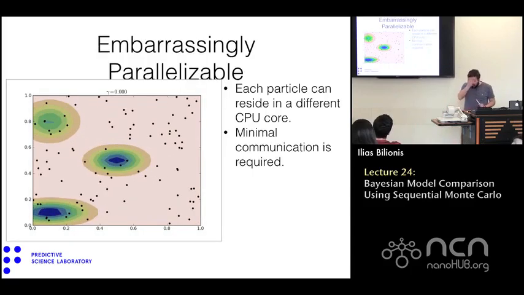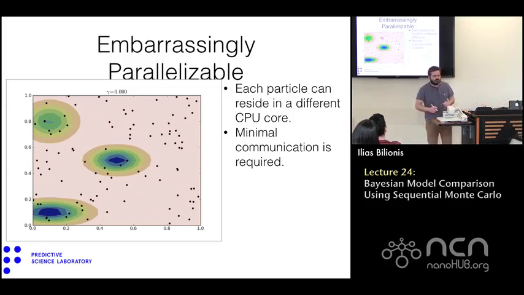Okay? Now, I will tell you later how it's done. But one of the things that I want to point out about this algorithm, one of the key important factors why it's useful, is that it is embarrassingly parallelizable. What do I mean by that? Each one of these guys can reside in a completely different computer or CPU. So to evolve each one of the particles, you need to go and evaluate your model, right?